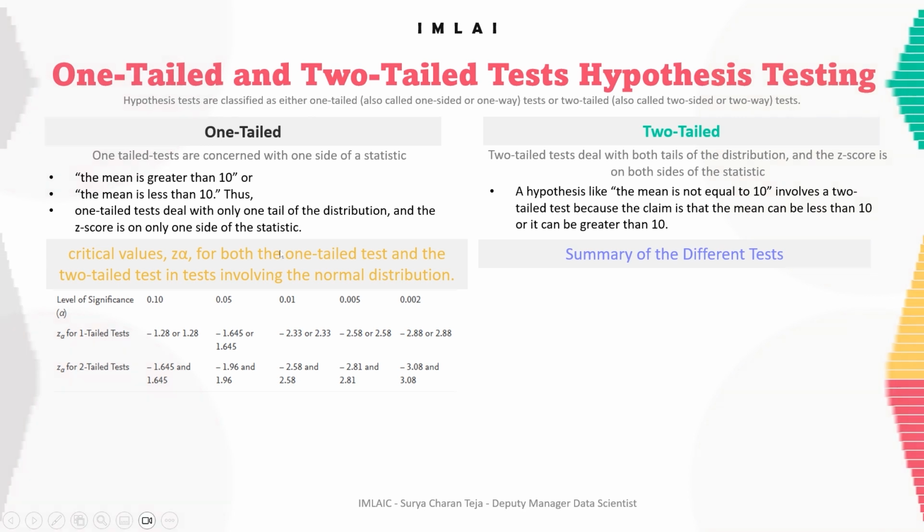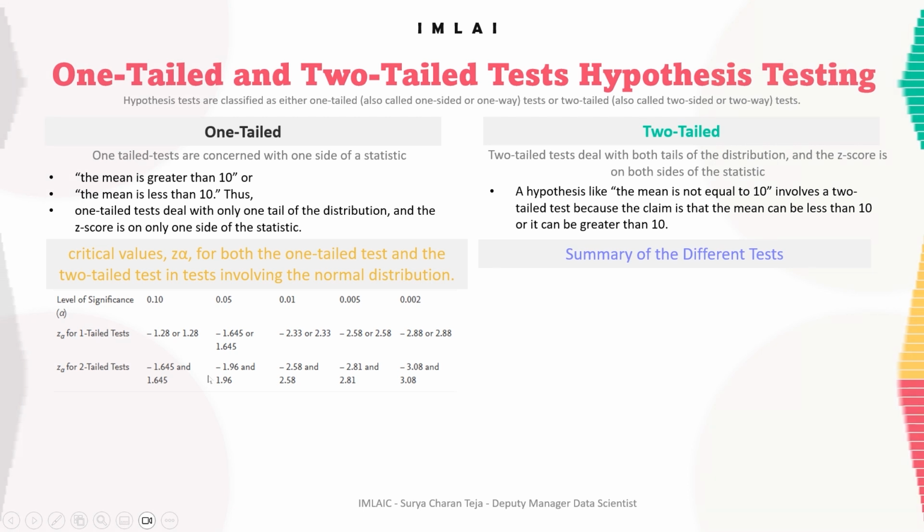And similarly, the most important level of significance, widely used by data scientists, is 5 percent. So the critical value for 5 percent level of significance is 1.645. If it is left-tailed, minus 1.645. If it is right-tailed, it's 1.645. Again, it depends upon what type of test you are doing, left-tail or right-tail.